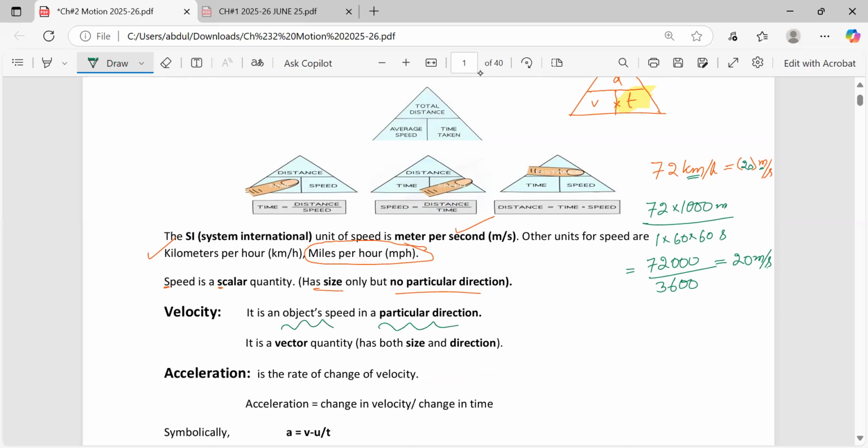Now see, easy to memorize. V for velocity and V for vector. S for speed, S for scalar. So it is an object's speed in a particular direction. Formula same, distance traveled over time taken. Unit same, meters per second. But speed has only magnitude, no particular direction. Velocity is an object's speed but in a particular direction.